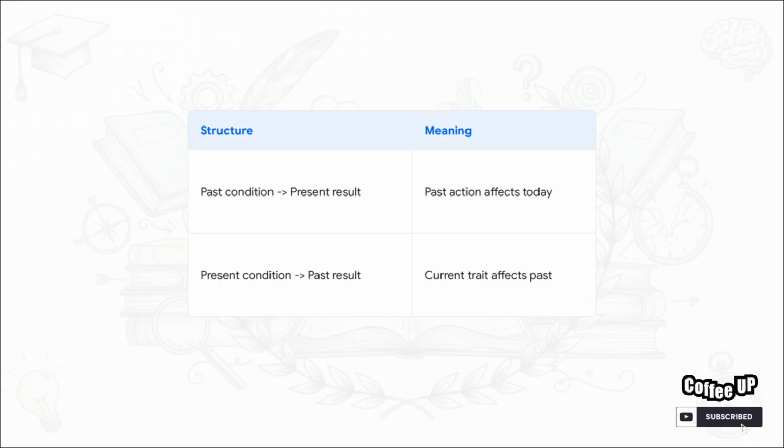First, look at a past condition with a present result. If I had gone to bed earlier, I wouldn't be tired now. The action of going to bed was last night, but the exhaustion, yeah, that's happening right now, today. Second, we have a present condition with a past result. If I were more organized, I would have met the deadline. In this case, my ongoing present trait of just not being very organized directly affected a specific event that already wrapped up in the past.